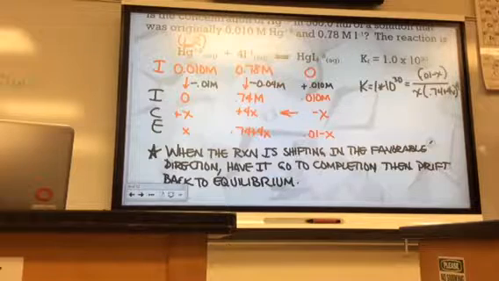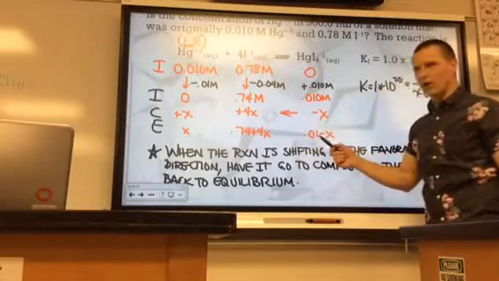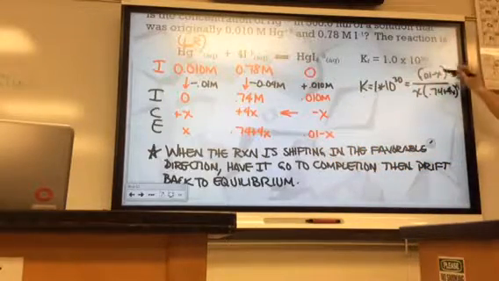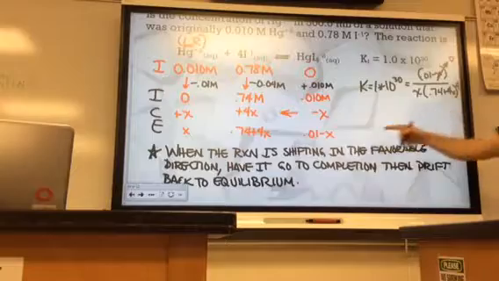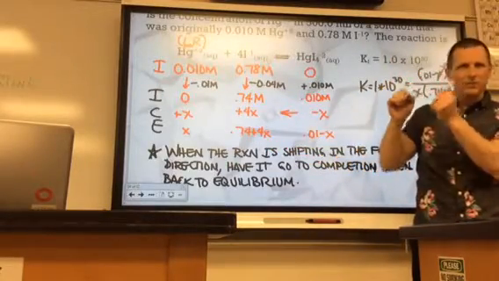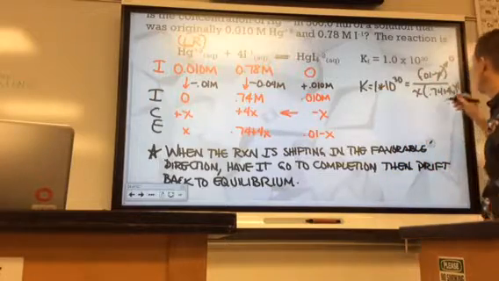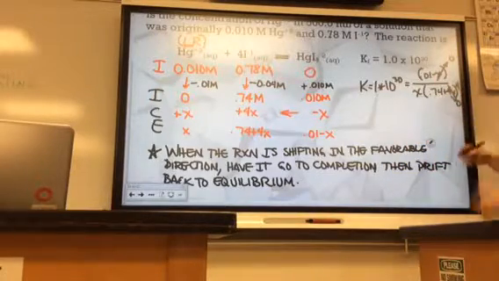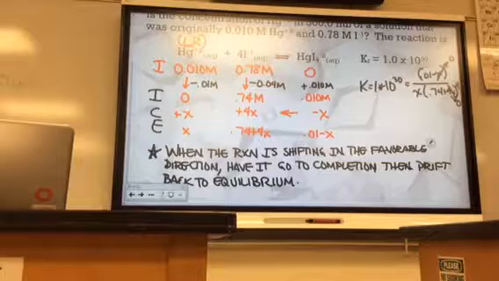Is x big or small as it's going to the left? It's ridiculously small. So that's not going to change the 0.01. I can neglect this. And it's not going to change the 0.74. 0.74 plus 4 times a minuscule number is still going to be 0.74. So that's gone. Now the math is so easy.